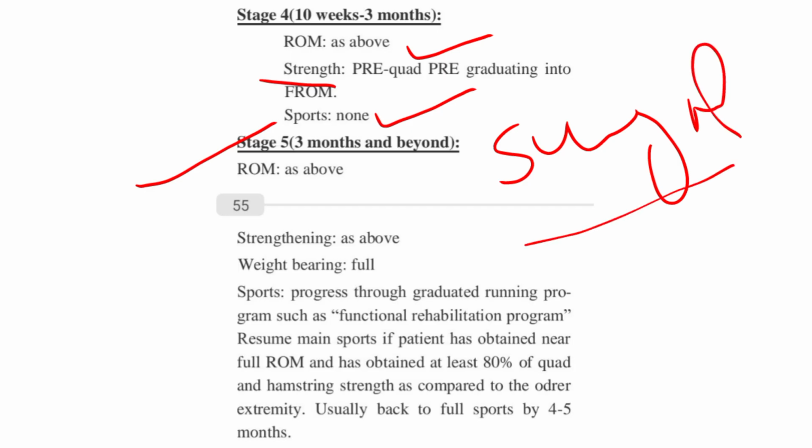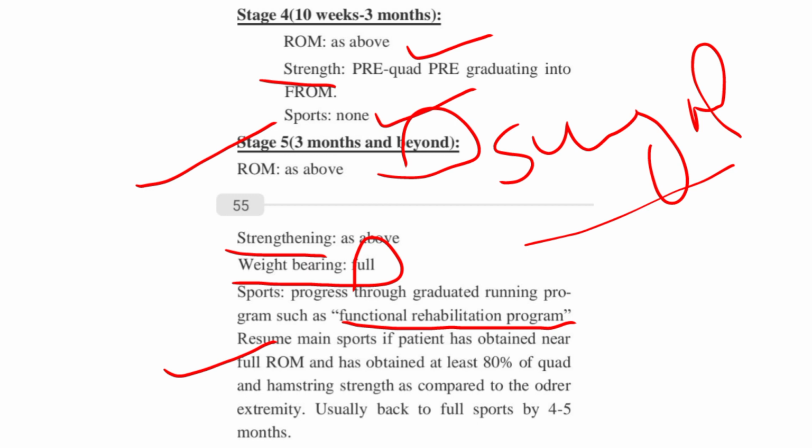And in stage 5, because it is a surgical procedure, there is gradual increase of progression in the exercises. In stage 5, 3 months and beyond, range of motion as above, strengthening as above, full weight bearing. Sports activity progresses through graduated running programs such as functional rehabilitation programs, resuming main sports if the patient has obtained near full range of motion. At least the patient should achieve 80% of quads and hamstring strength as compared to the other extremity, usually back to full sports by 4 to 5 months.